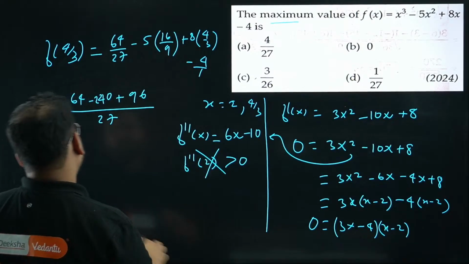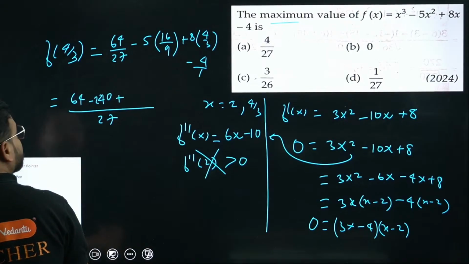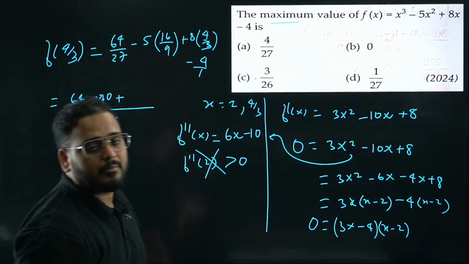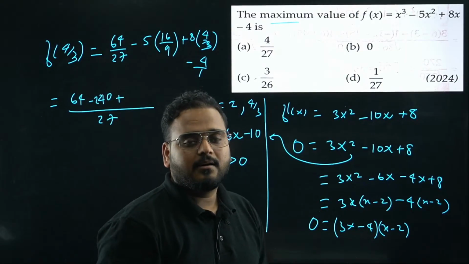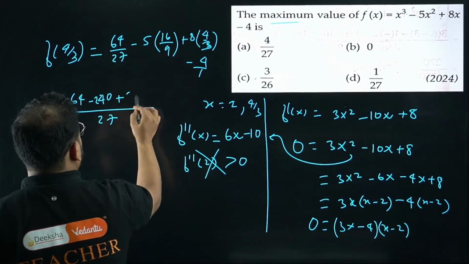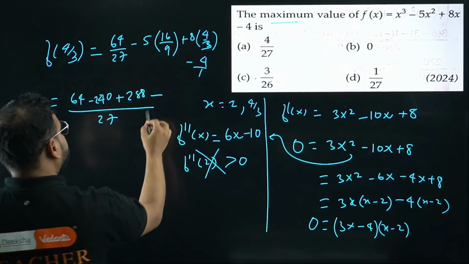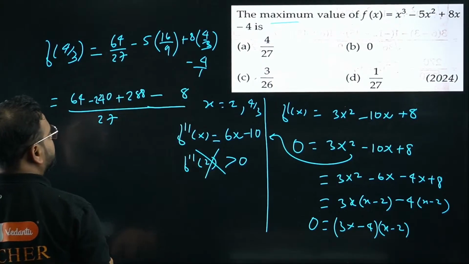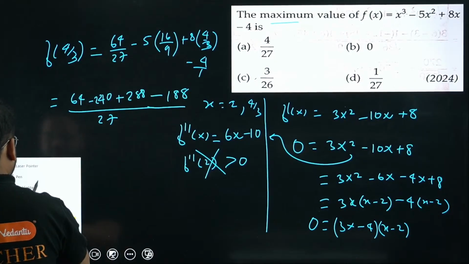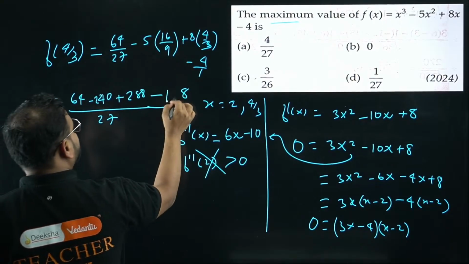3 9s are 27, so I'll have 32 times 9, which is 288, and 4 times 27 is 108. So 64 minus 240 plus 288 minus 108, simplify this.